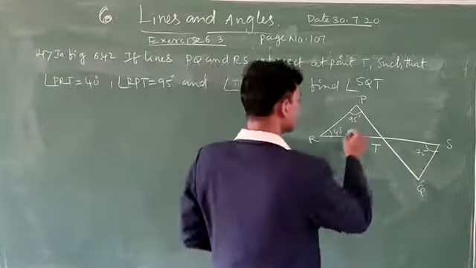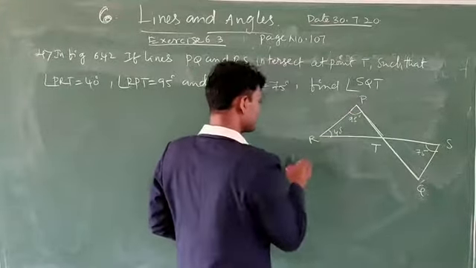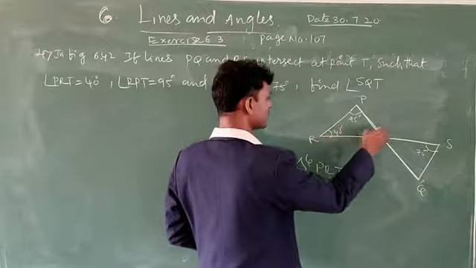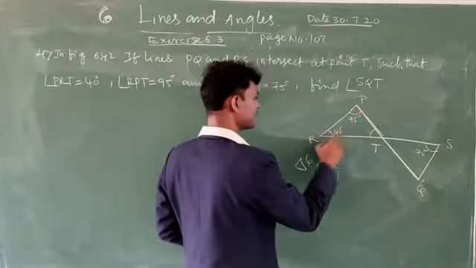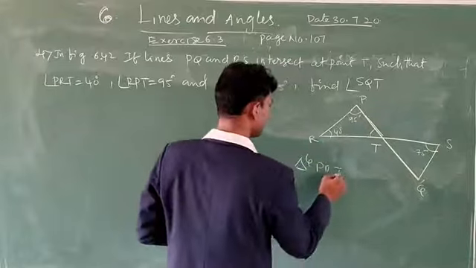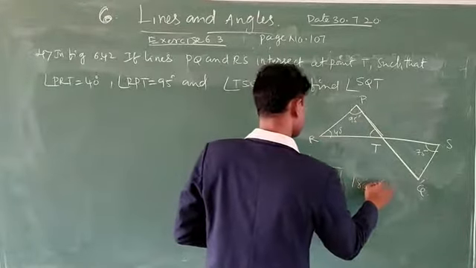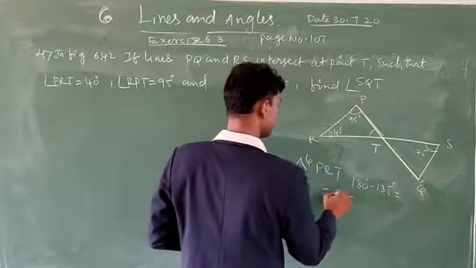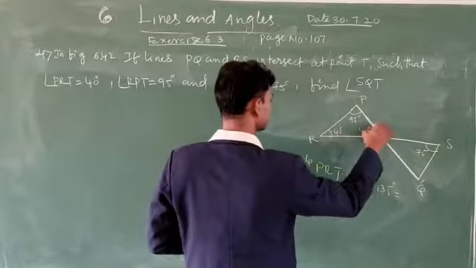See here. First you have to take triangle PRT. Here in PRT, the sum of these three angles is equal to how many degrees? 180. Here 95 plus 40 is 135. 180 minus 135, you will get this answer. This one is how much here? 45 degrees. This is 45 degrees.